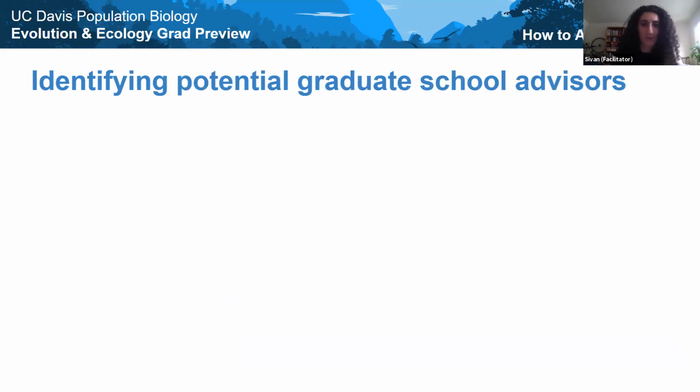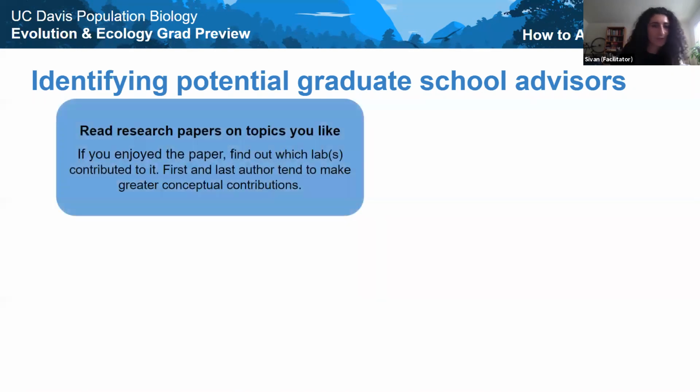Okay, so before you start searching for potential advisors, it's good to start by identifying what research topics interest you. And then the most common approach is to read research papers on those topics. So if you enjoyed the paper, you want to find out which labs contributed to it. And generally, the first and last author tend to make greater conceptual contributions, so that's a good place to start. And they usually have a website or a Google Scholar page where you can find out more about them.